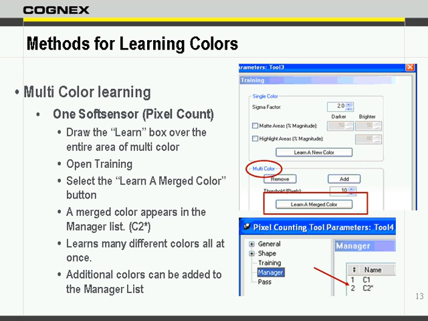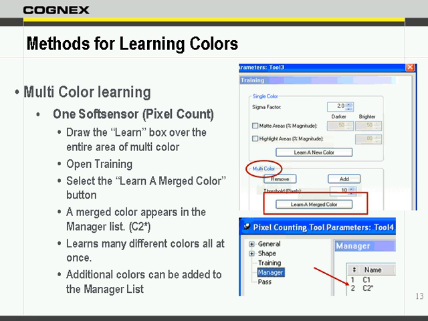Now that's one way of doing it, of learning a color model. A different way of learning is using this multicolor learning process. And in this case, we could have one or several of these learned in a single soft sensor or tool. So at this point, it is not that much different from what we have seen.